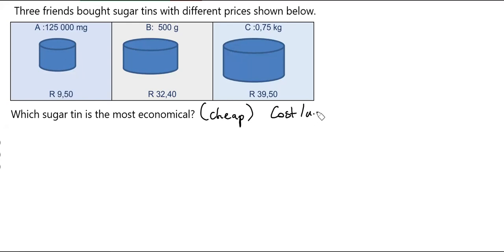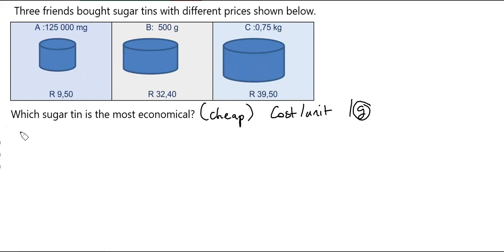So cost per unit. But now we have got different units. You have got milligram, you have got grams, you have got kg. So you must use one unit. So here we can use, for example, grams in this case. Let's use grams. So you are going to convert everything here. It must be in grams.